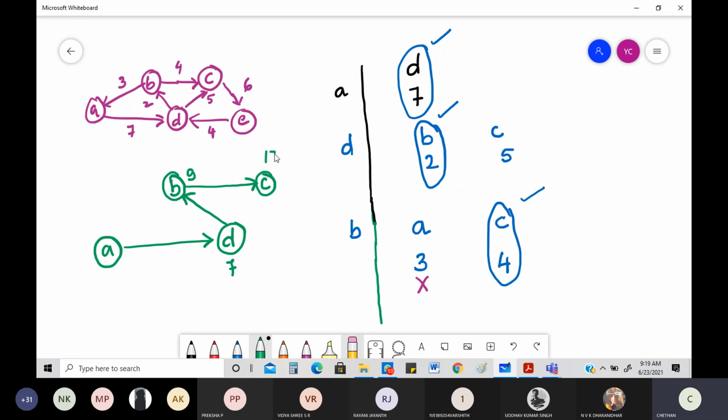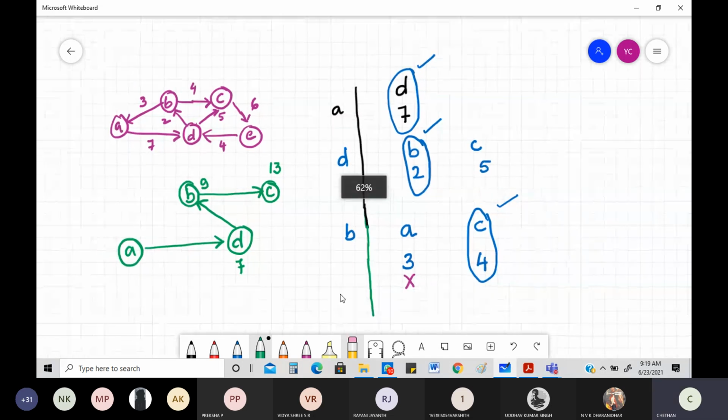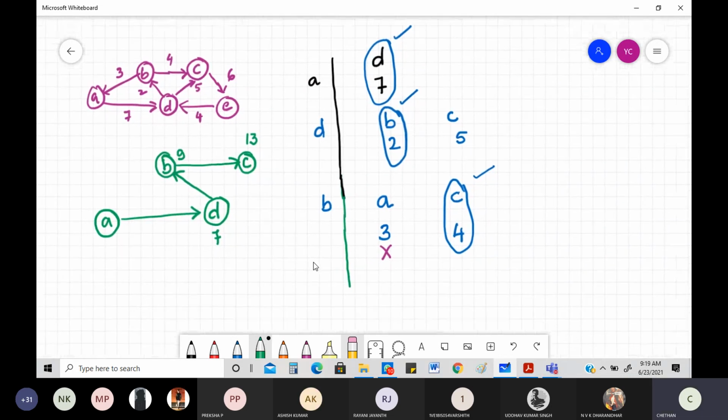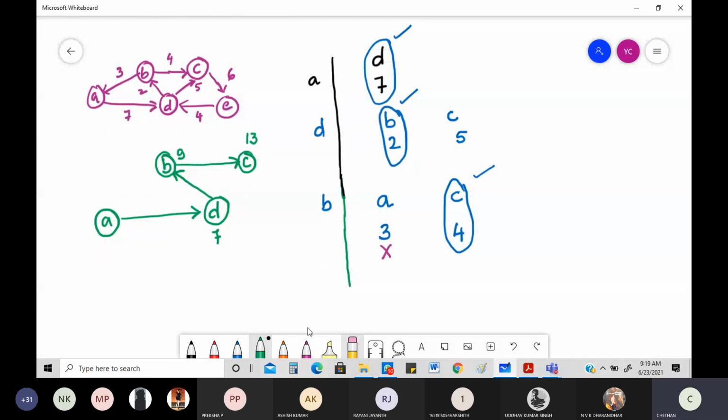Okay, it will become 13. Now you need to do one more thing. From C, where all can you reach? I think there is only one place that you can reach from C. What is that only one place, from C to E? Is there any other place you can go? Okay, there's nothing else you can go to.